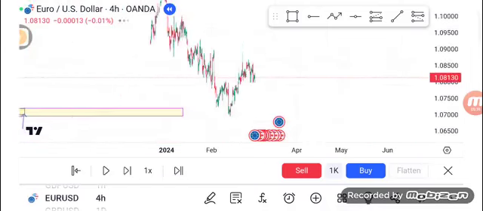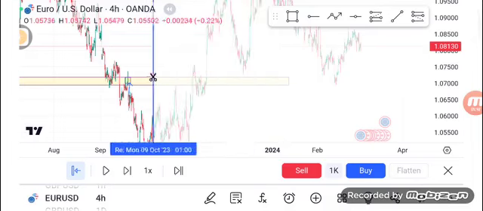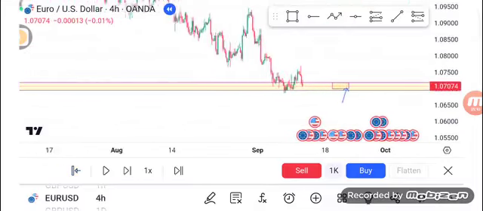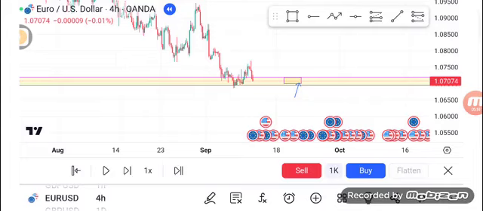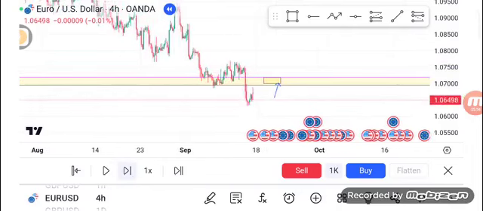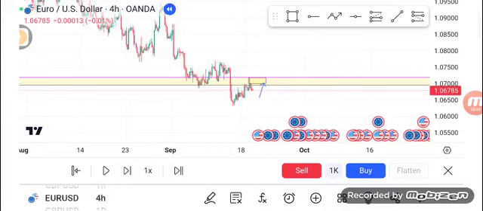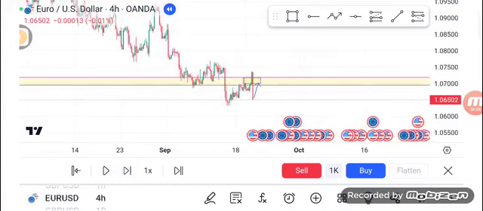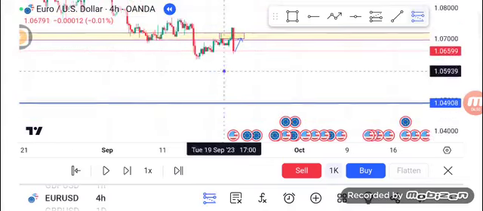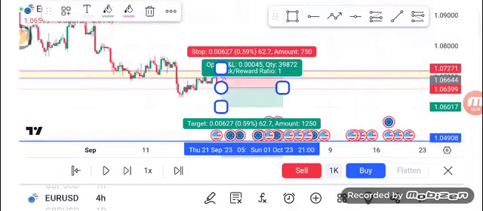Where is my zone? Okay, I think we went back far. So sometimes I tend to take my trades from there. Immediately I sight the setup I'm looking for, I tend to take my trades. So let me say I'm taking my trade from the close of this bullish engulfing candle.